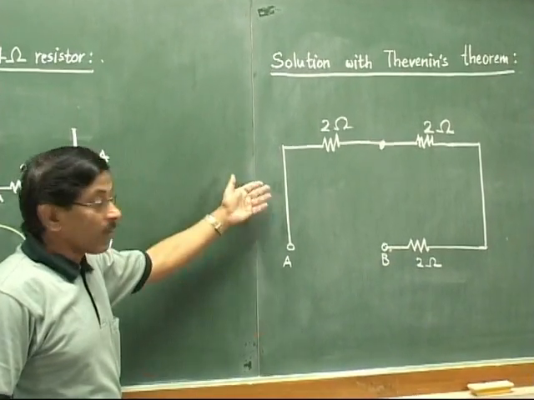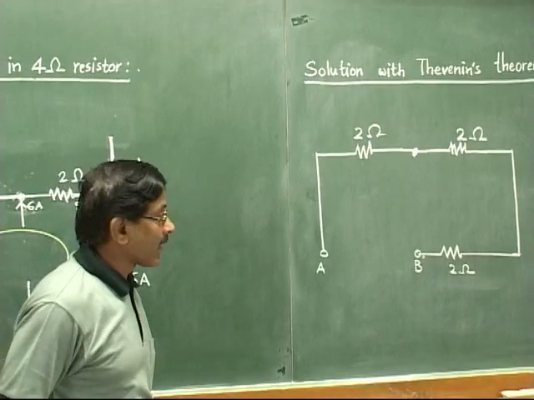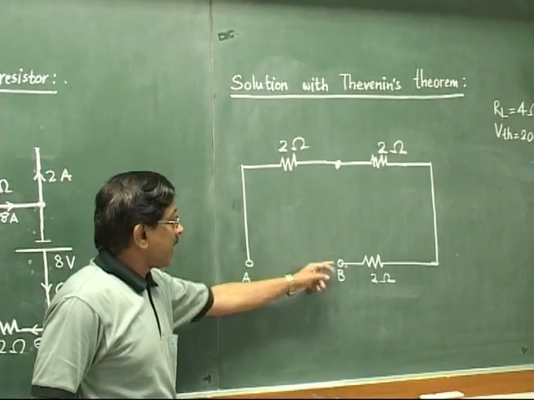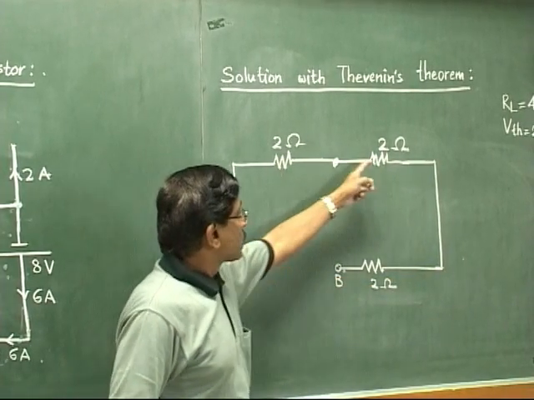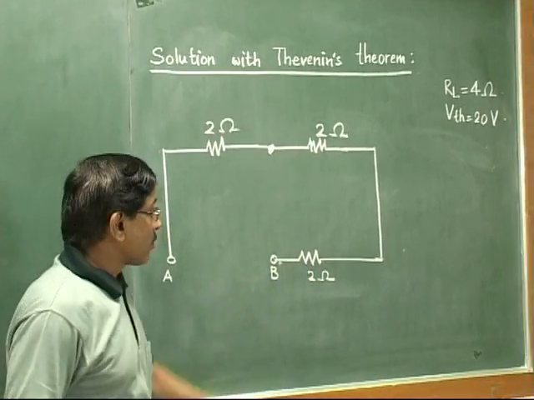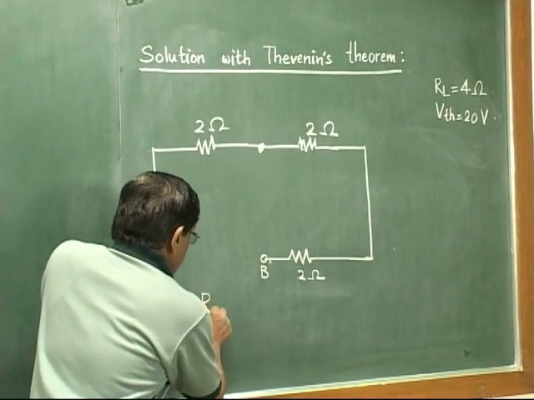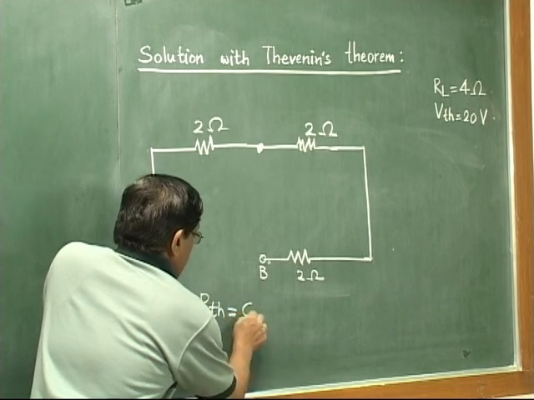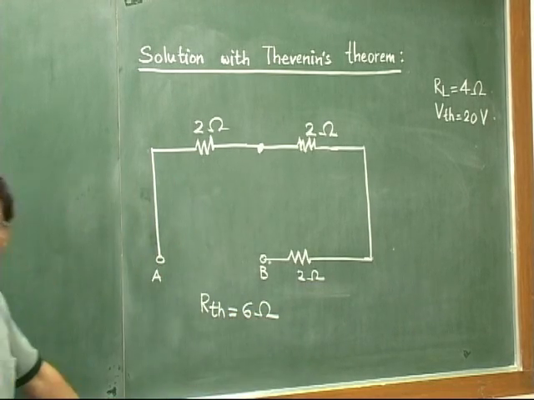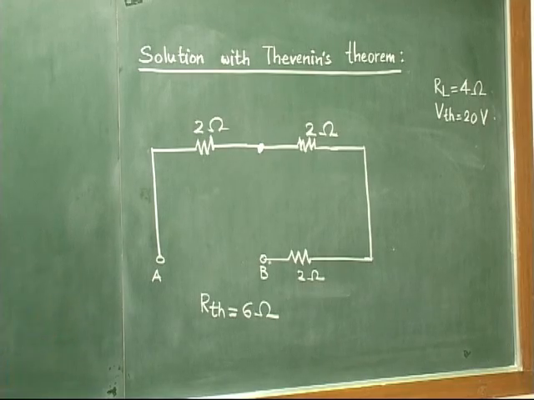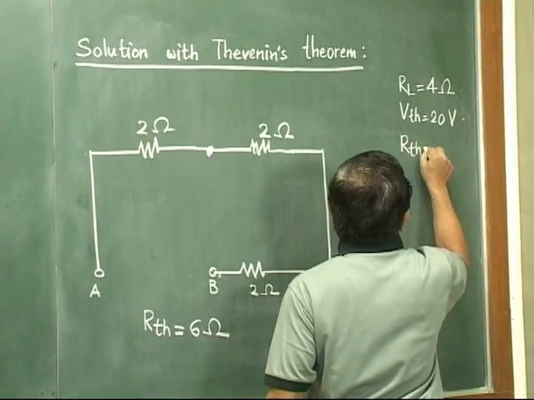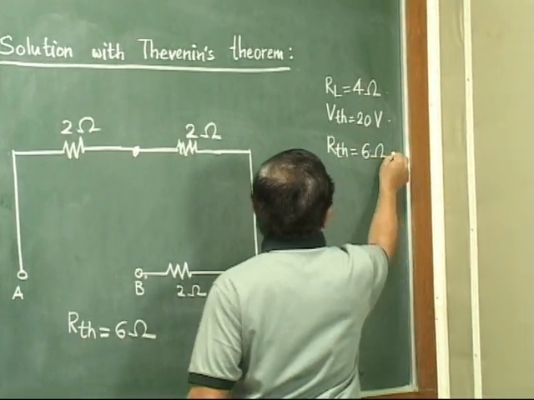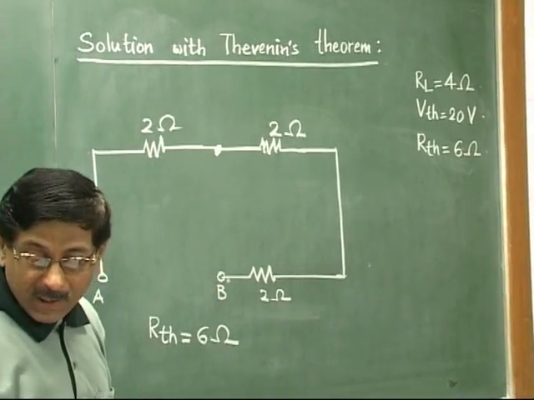And you will find that in this very simple equivalent circuit across A and B, all these three resistances are coming in series. So 2 plus 2, 4, 4 plus 2 is 6 ohm. So what is the value of RTH? RTH is equal to 6 ohm. So that is the next step that we have done. So here I will write RTH as 6 ohm. So all the three values we have calculated now.